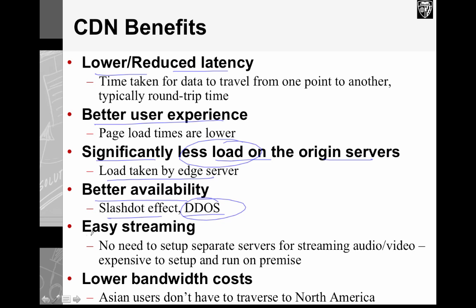There's also easy streaming. It's not easy to do streaming. Now you can easily do streaming. You'll see how easy it is to do streaming with a CDN service. Also, you're going to have lower bandwidth costs because you're going to be serving the content locally. You don't have to incur the cost of bandwidth. For example, if somebody is coming from Tokyo to visit your website in Ashburn, that is going to be much more expensive than serving the content locally from Tokyo itself.